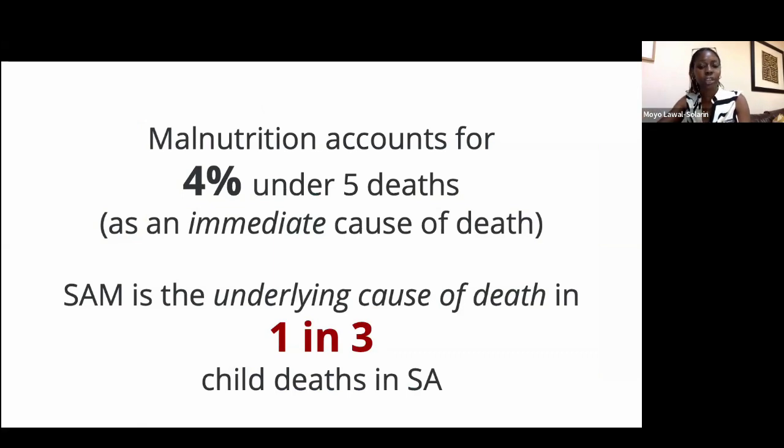SAM, or malnutrition in general, is actually an underlying cause of death for 1 in 3 child deaths in this country, which means that about 30% of children have malnutrition as a comorbidity that is contributing towards the terminal event, or maybe even started the sequence of events that lead to the immediate cause of death. So we can see that it's actually a significant percentage, and that's why it's a really important topic to know and to be able to address.